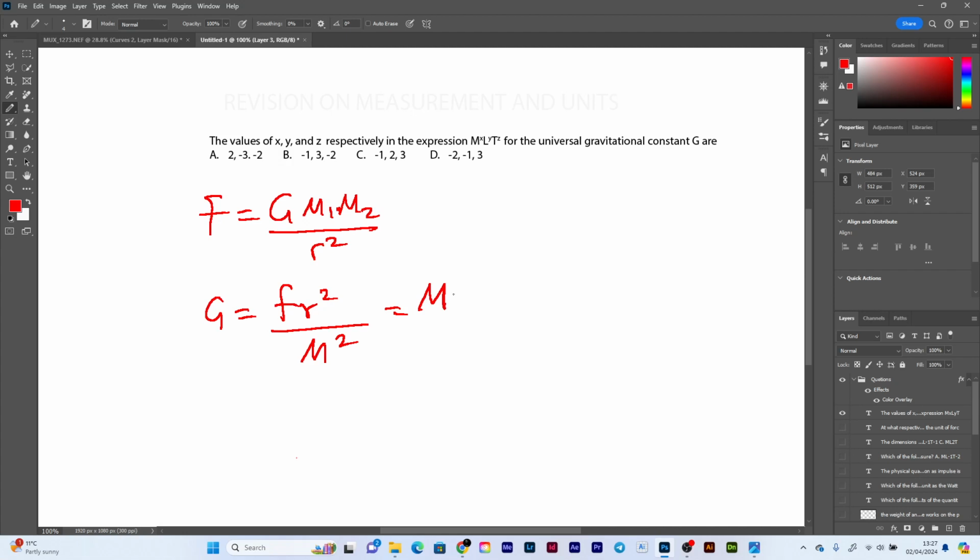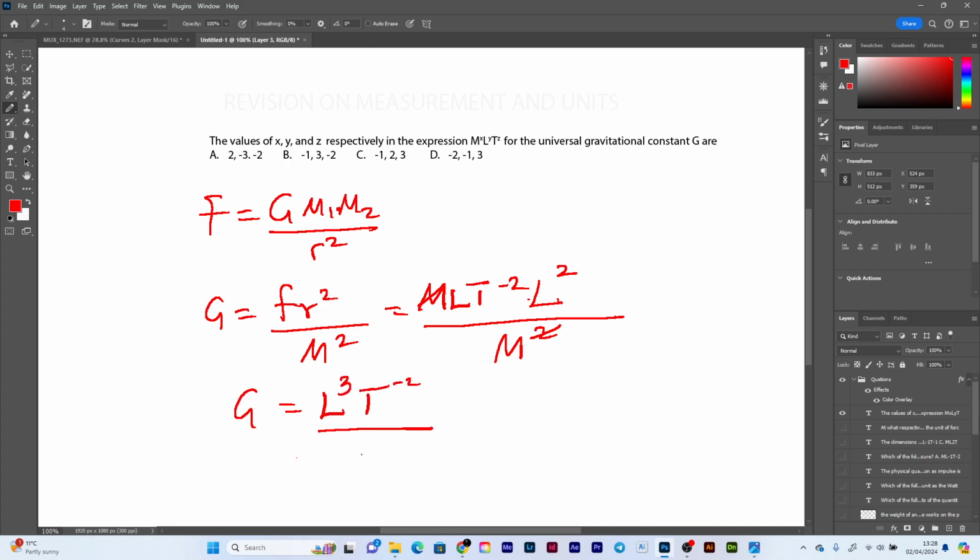Force is capital M L t raised to power minus 2, then multiply by r, which is distance, let's make it L square, divided by m square. So this will cancel one of these, right? And this is going to be L cubed. So I have that G is going to be L cubed t raised to power minus 2 divided by m. So you can rewrite this one as m to the power of minus 1, L to the power of 3, and t to the power of minus 2.